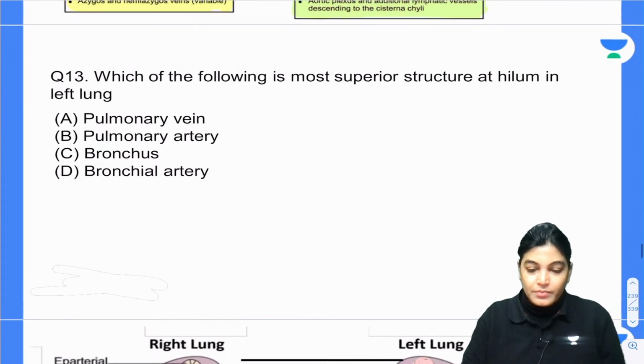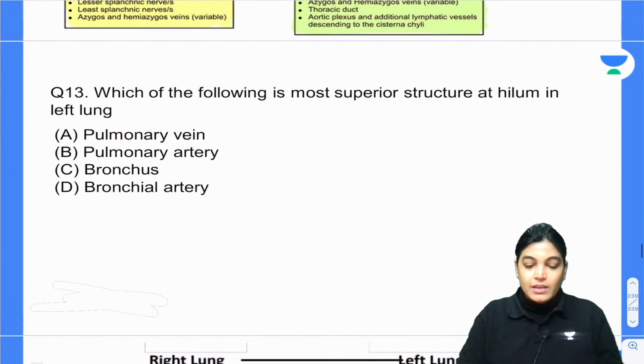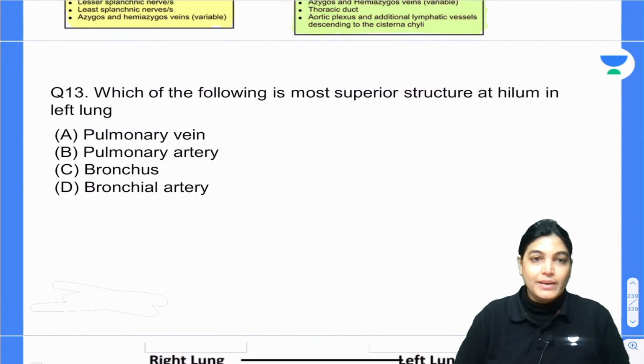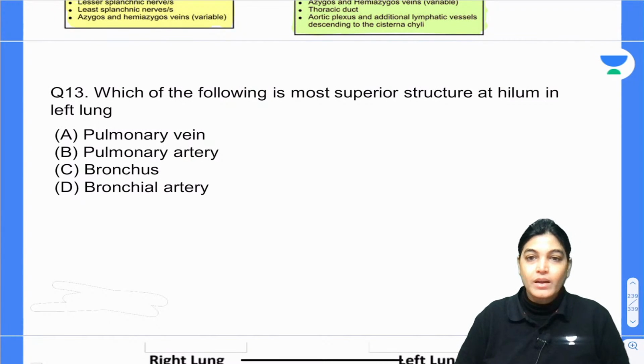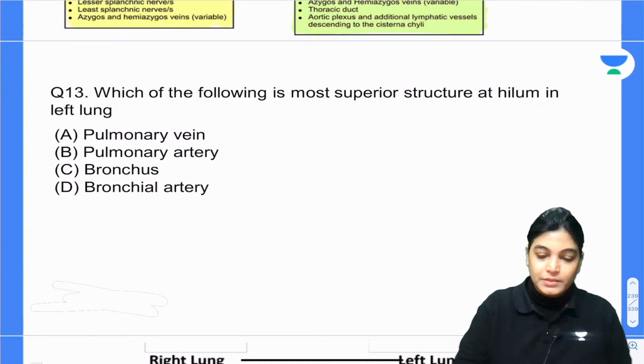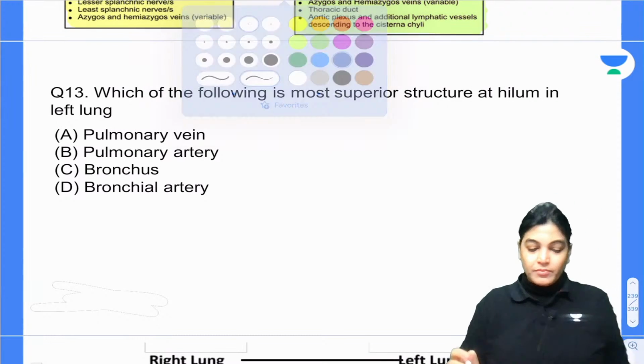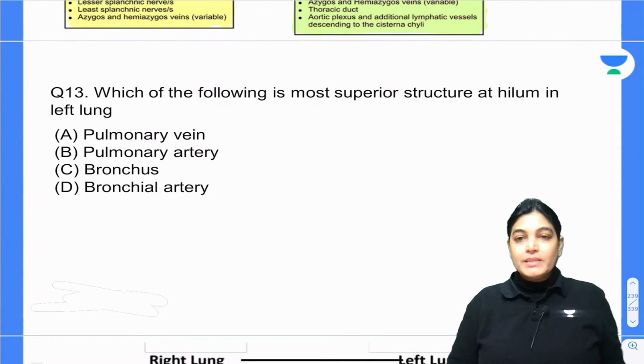Now, let's move on to question number 13. Which of the following is the most superior structure at the hilum of the left lung? Whether it is the pulmonary vein, pulmonary artery, bronchus or bronchial artery. So yes, we have got 4 options. Please mark the correct answer.